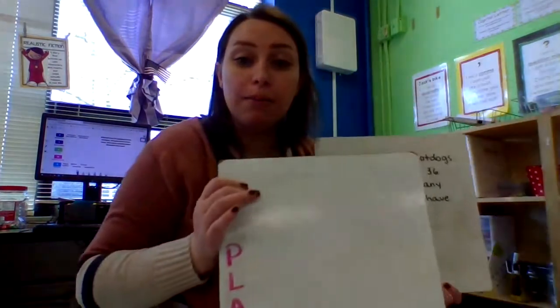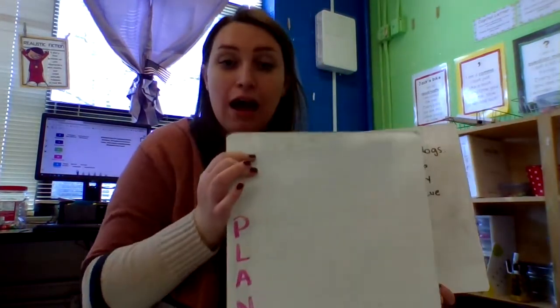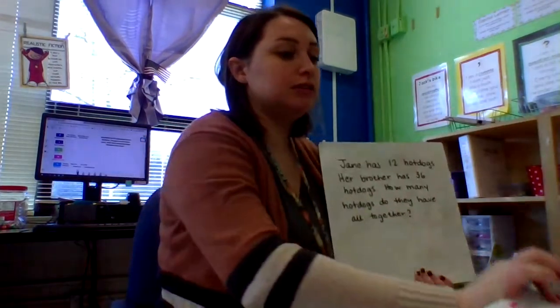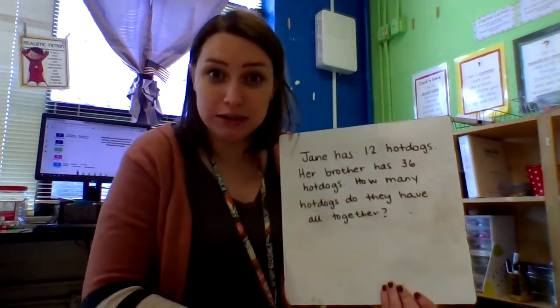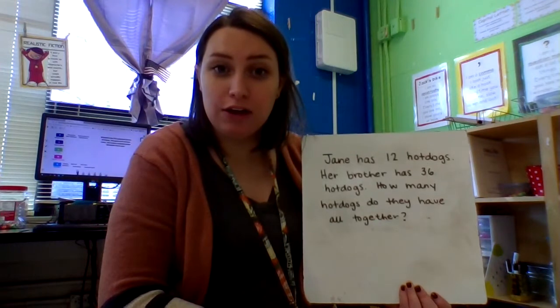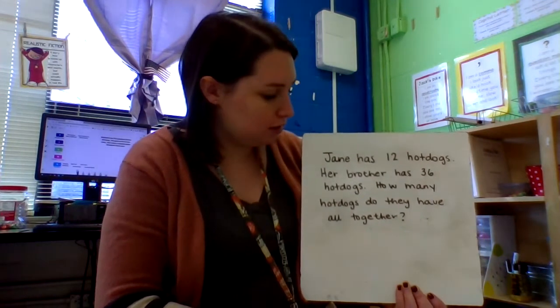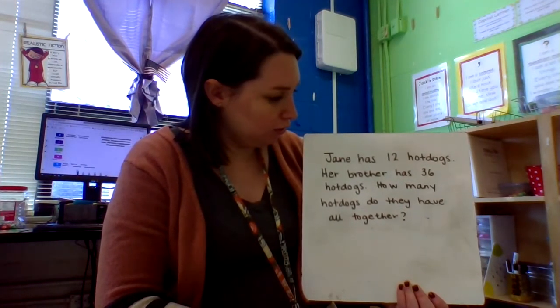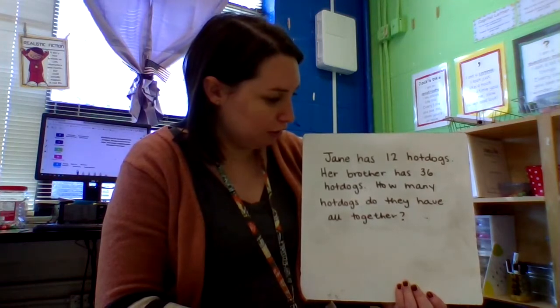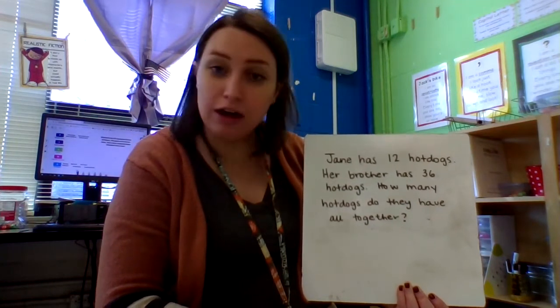When I think about PLANS, I know the first thing I have to do is decide what kind of problem this is. So I'm going to read it one more time and we're going to think about what kind of problem this is. Jane has 12 hot dogs. Her brother has 36 hot dogs. How many hot dogs do they have all together?